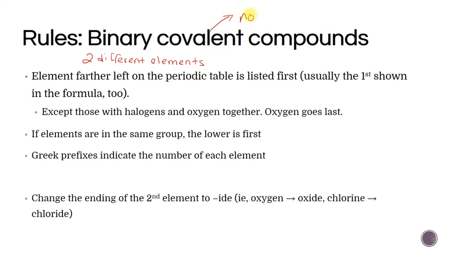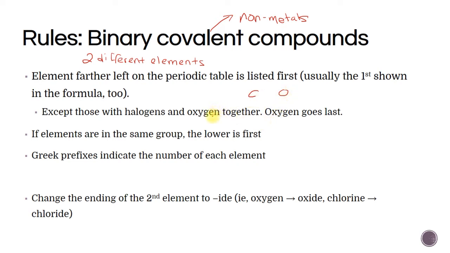Covalent means non-metals. And you should know where those are on the periodic table. Okay? So, two different non-metal things. That's how we name them. We name them sort of in order of how they're read on the periodic table. So carbon and oxygen. Carbon is over here, oxygen's right here. We read carbon monoxide because carbon is on the left of the periodic table and oxygen's farther right.